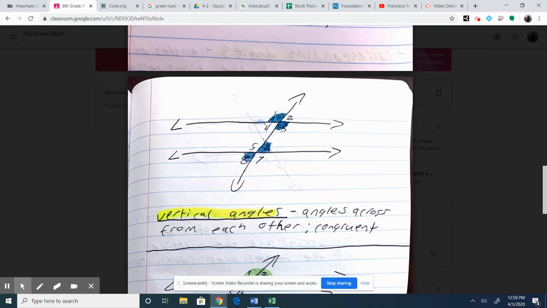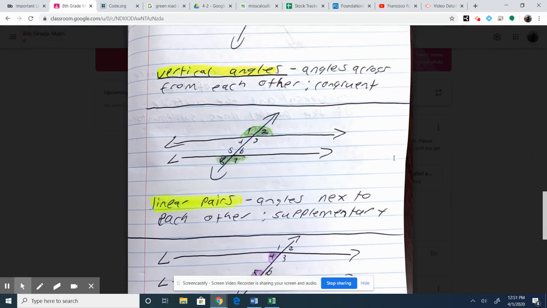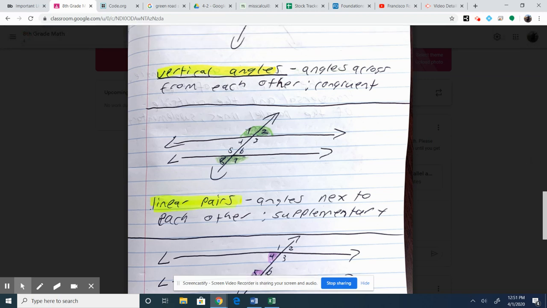Now vertical angles are the angles that are right across from each other. So 1 and 3 are vertical angles, and if you remember, those two are congruent. 2 and 4 would also be vertical angles. 5 and 7, and 6 and 8 are vertical angles. Then we have linear pairs, which are just angles that are right next to each other, like 1 and 2, 3 and 4, 5 and 6, 7 and 8.